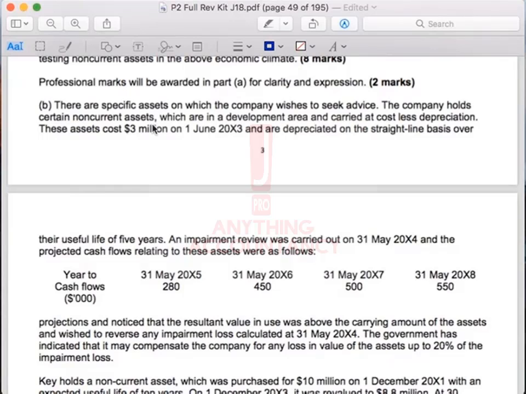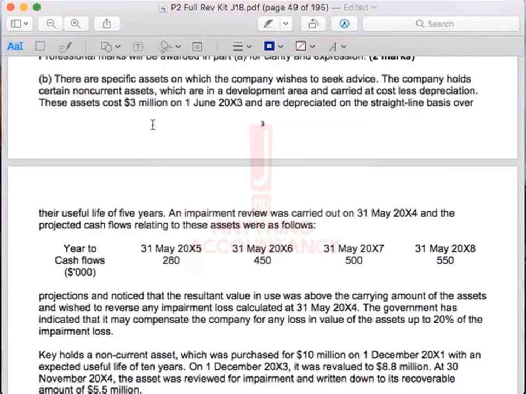There are specific assets on which the company wishes to seek advice. The company holds a certain non-current asset in the development area, carried at cost less depreciation. This asset cost 3 million on 1 June 2003 and is depreciated on a straight-line basis over its useful life of 5 years. An impairment review was done on 31st May and the projected cash flows relating to this asset are as follows: 280, 450, 500, 550.